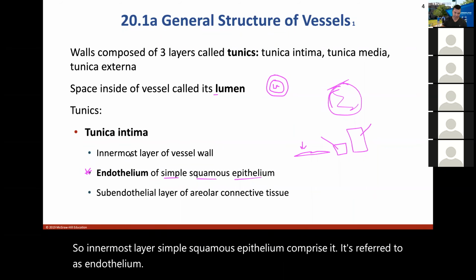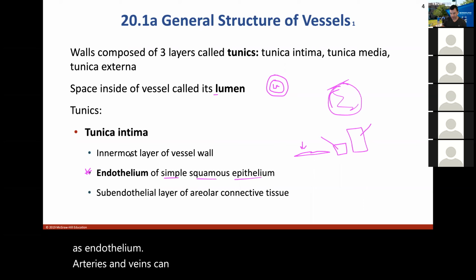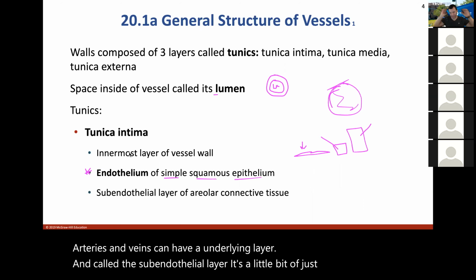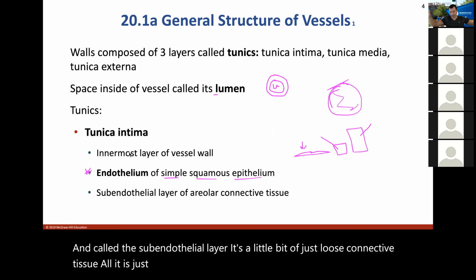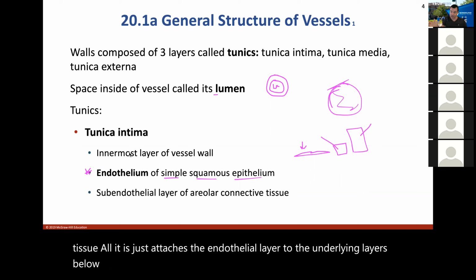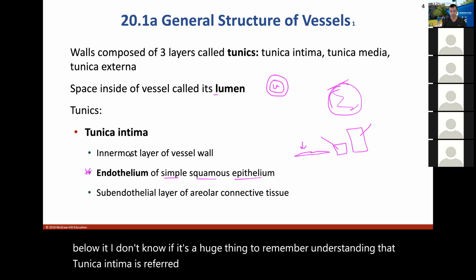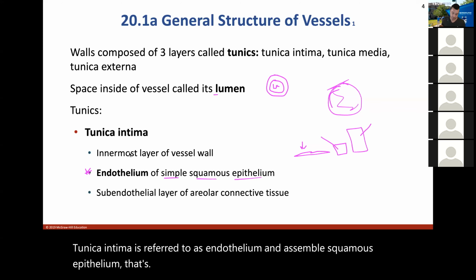Arteries and veins can have an underlying layer called the subendothelial layer. It's a little bit of loose connective tissue. All it does is attach the endothelial layer to the underlying layers below it. I don't know if it's a huge thing to remember. Understanding that tunica intima is referred to as endothelium and a simple squamous epithelium, that's probably something more important to remember.